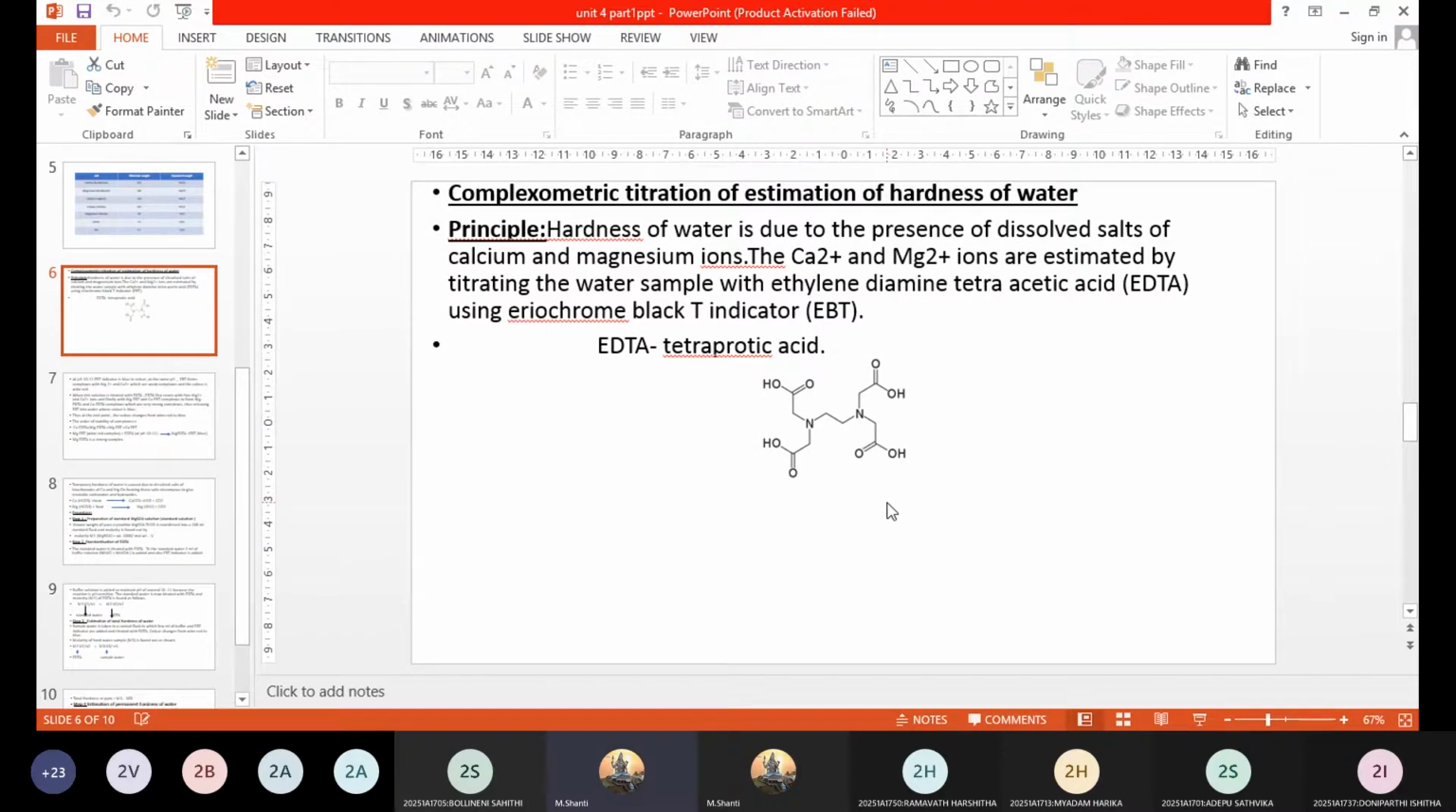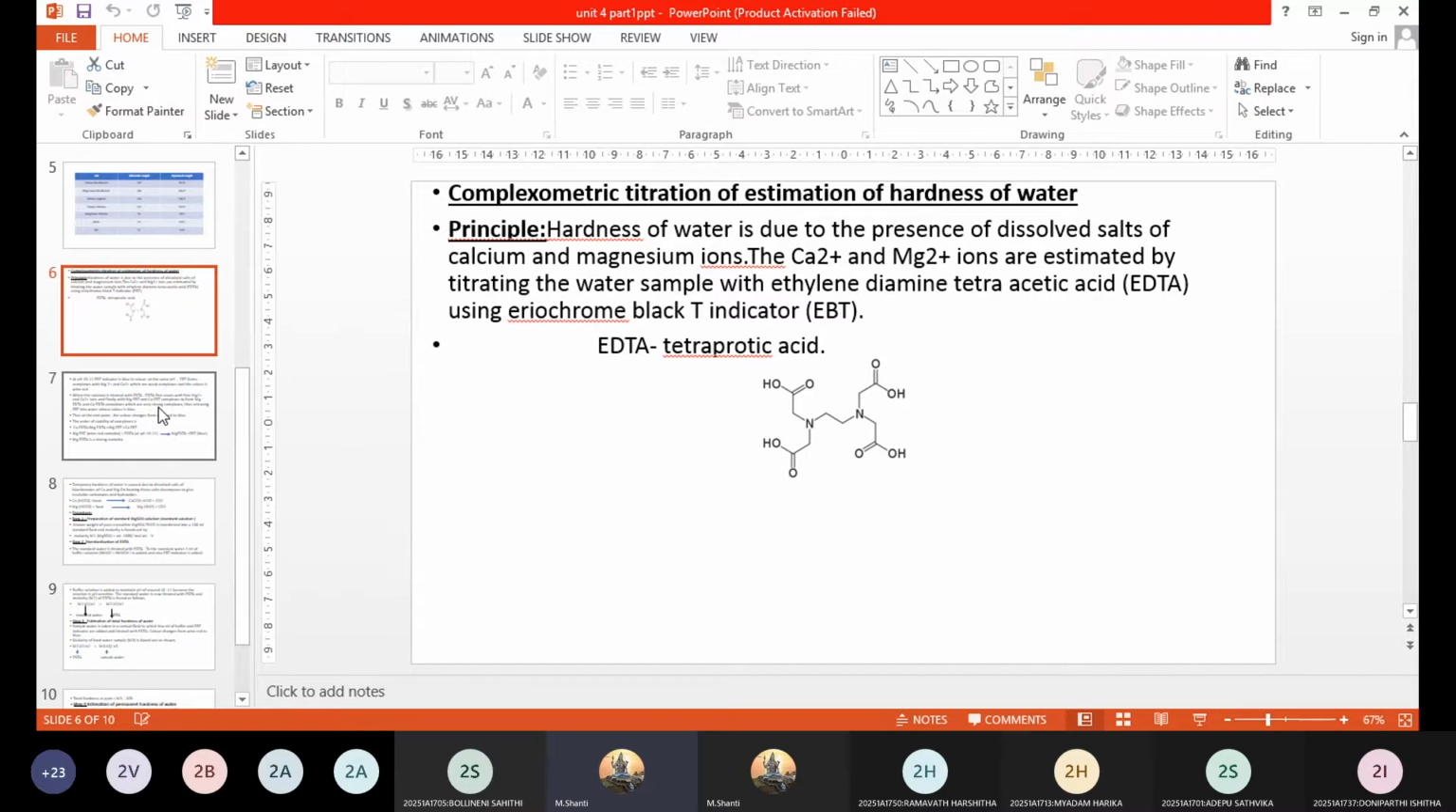What is the indicator used here? EBT, ma'am. EBT stands for Eriochrome Black T. All of you have to remember the structure of EDTA.